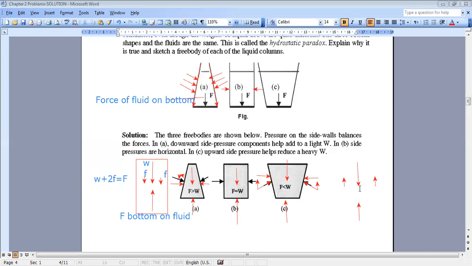While if you take this case here, the equation will be W minus 2f equals big F. So in this case, the force F is smaller than W. Okay? Doctor, I understand.